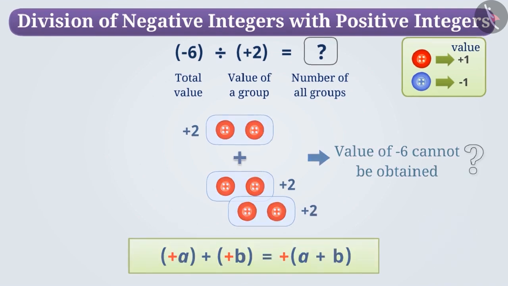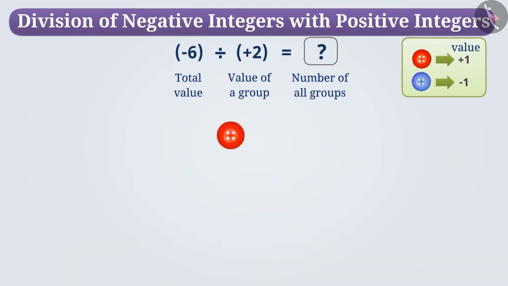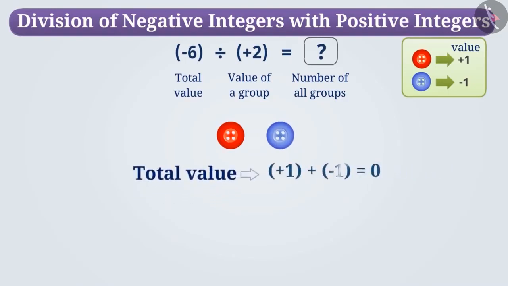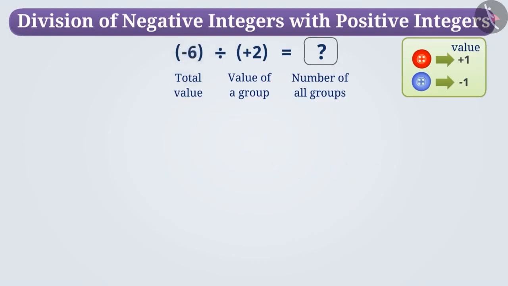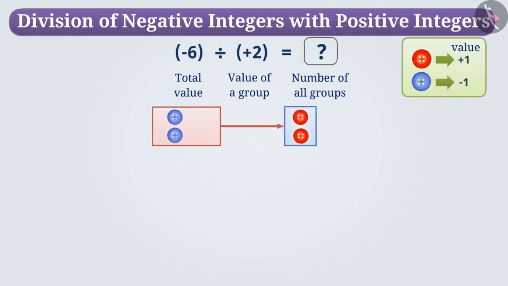Let me tell you. If we take a red button and a blue button, then the total value will be +1 plus -1 is equal to 0. Since the value of a pair of a red button and a blue button is 0, we call it a zero pair. To get the value of -6, we will first take 2 zero pairs. If we remove 2 red buttons from these 2 zero pairs, we get 2 blue buttons. In this way, we get a total value of -2 by subtracting the value of +2 from the zero pair.